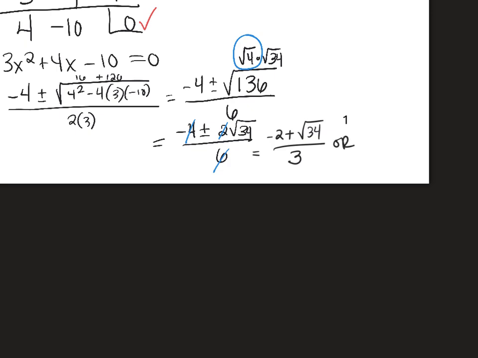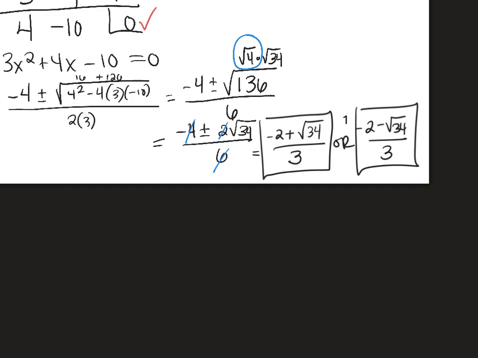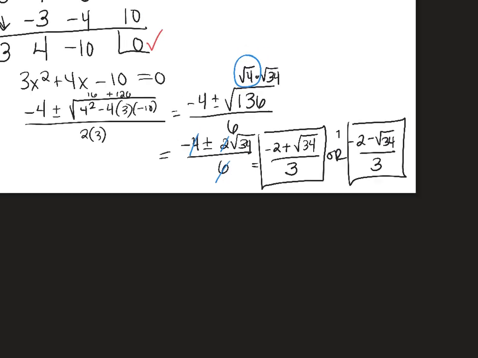I'm going to write them separately because I just want everyone to remember that that's 2 different roots. So we have this root. We have this root. We said there could be 3 roots because it was cubic. What's my third root?